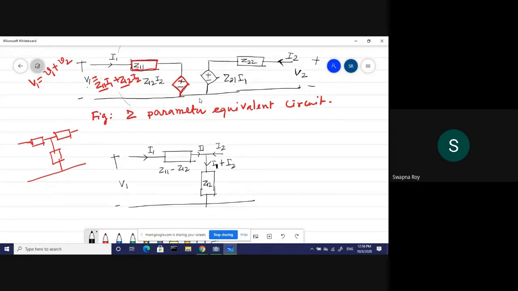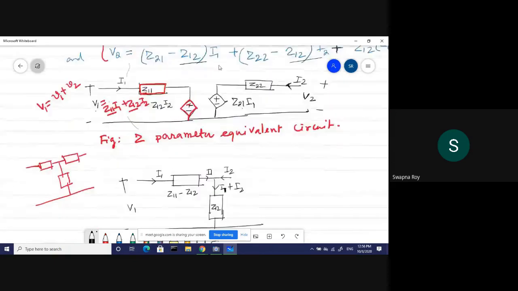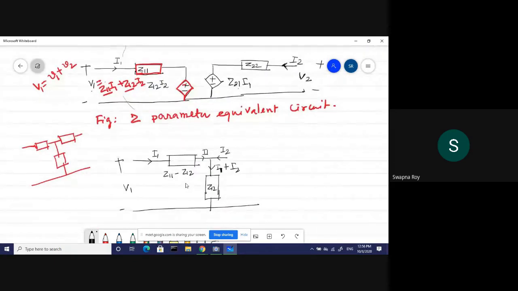So in the first equation I can see Z11 minus Z12 into I1 plus Z12 into I1 plus I2. Any doubt? No, ma'am. Okay, now next part.